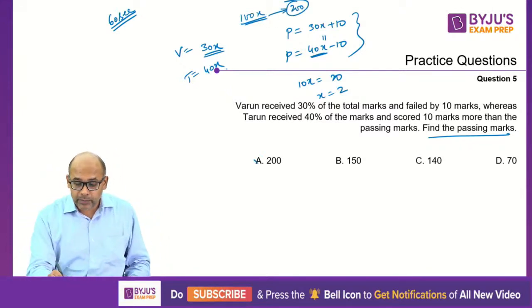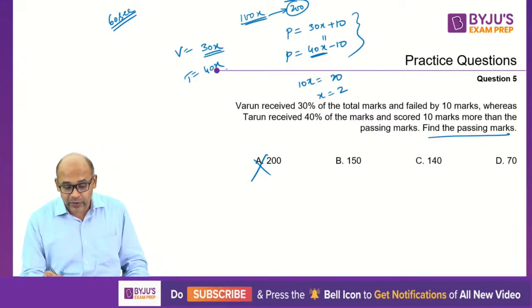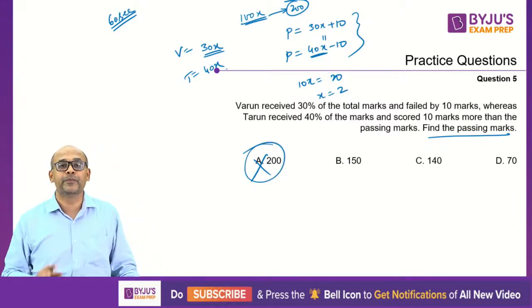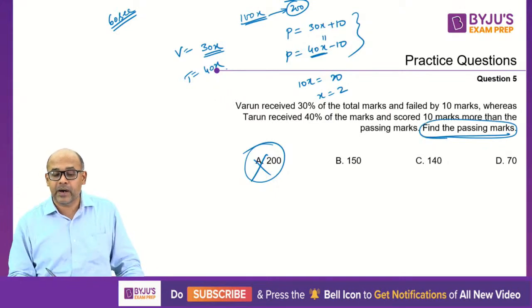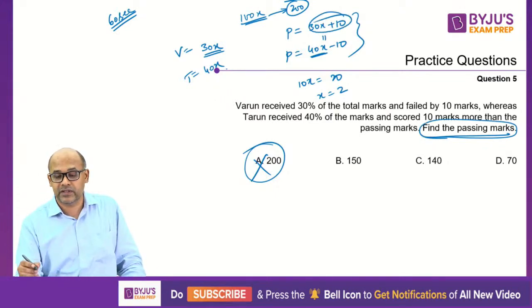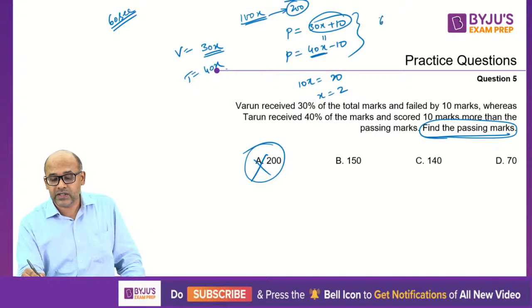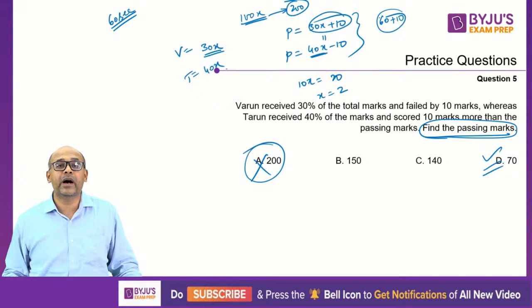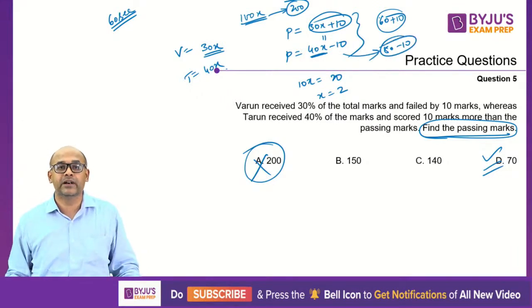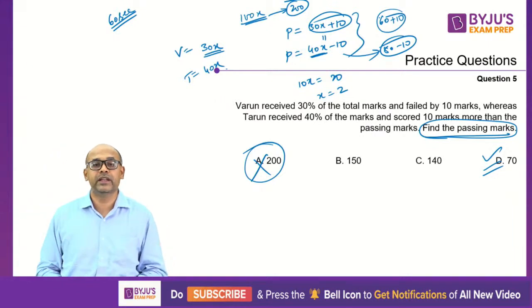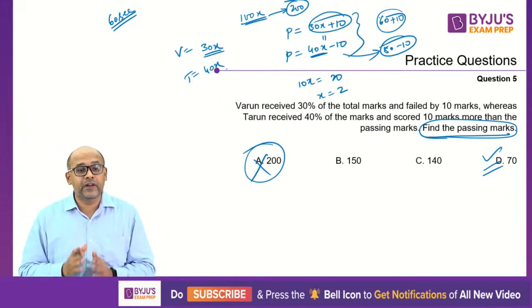But do not mark this, because that's the trap. And if you notice, always this option will be option A. The first option in front of your eyes will be 200 and you will fall into the trap. Clearly look at what they are asking, passing mark. Passing mark is 30x plus 10, which is 30 into 2, 60 plus 10, which is 70. So 70 marks is passing. You can put it in 40x minus 10 also, 80 minus 10, and the same answer will come from both. So the answer is option D. So Tarun, be careful. It's a habit you should get out of.